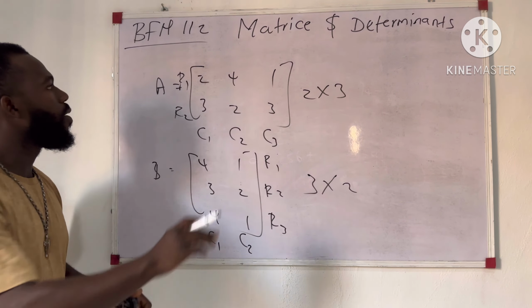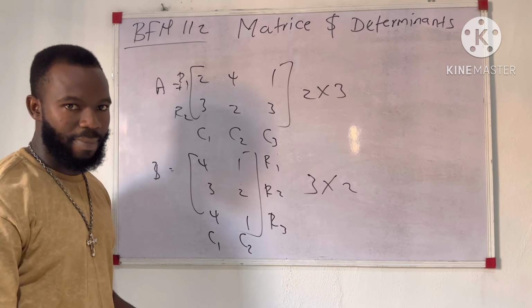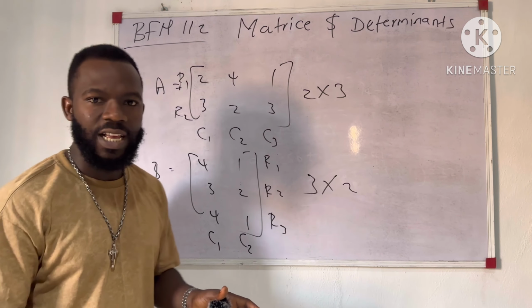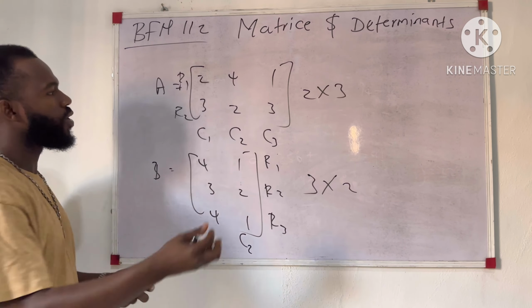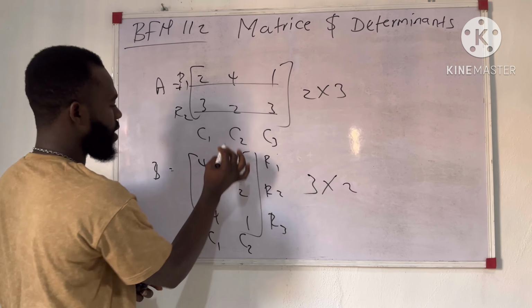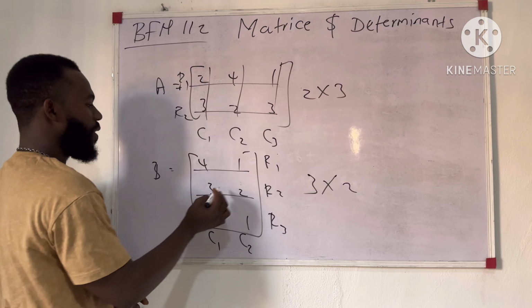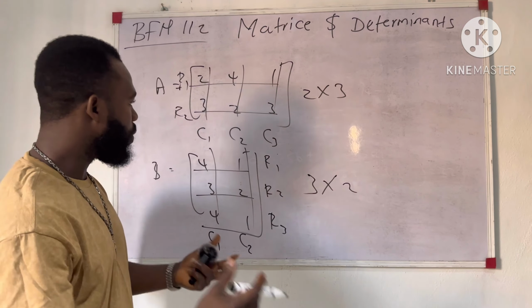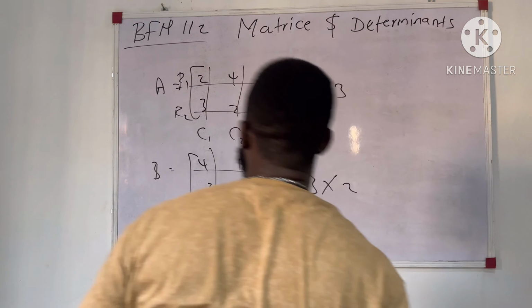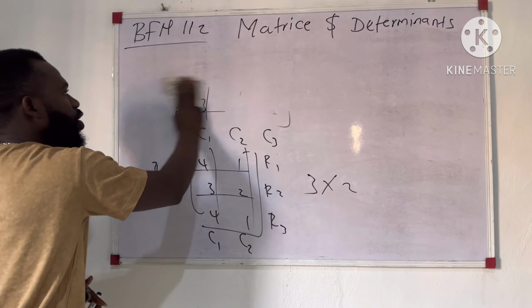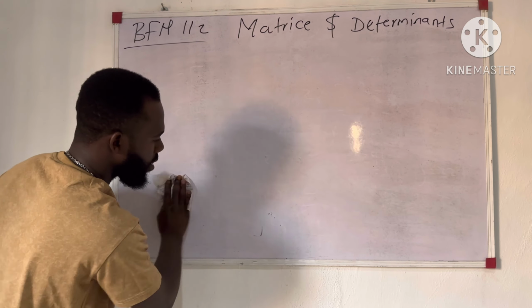Now, all these numbers inside this matrix are known as elements of a matrix. These elements are arranged in two ways: in columns and in rows. Rows are the horizontal, and the columns are the vertical. So now, the next question we're going to be looking at is how we can carry out addition and subtraction on matrices.